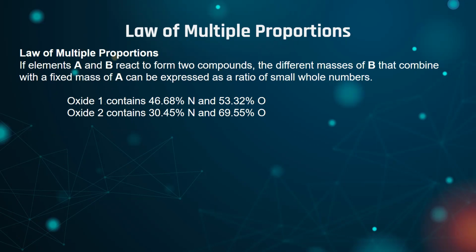Oxide number 2 contains 30.45% nitrogen and 69.55% oxygen. Both of these compounds are made only of nitrogen and oxygen. Looking at this logically for a second, we could intuit that nitrogen and oxygen weigh almost the same if we look at the periodic table. So if something's almost a 50-50 ratio of nitrogen to oxygen, with a little bit of wiggle room for weight differential, the formula is probably this.